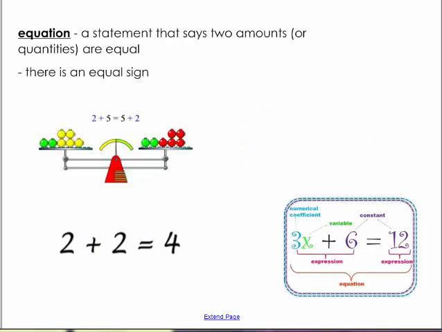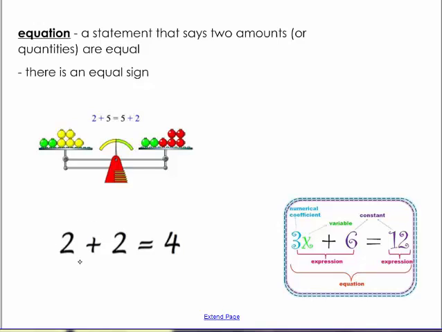An equation is different than an expression in the fact that on both sides, the equation has an equal sign, and it says that 2 amounts on each side of the equal sign are equal. They're exactly the same amount. So you will see here in this first example, on the left side of the equal sign you have 2 plus 5, and on the right side you have 5 plus 2. Both sides are exactly the same amount.